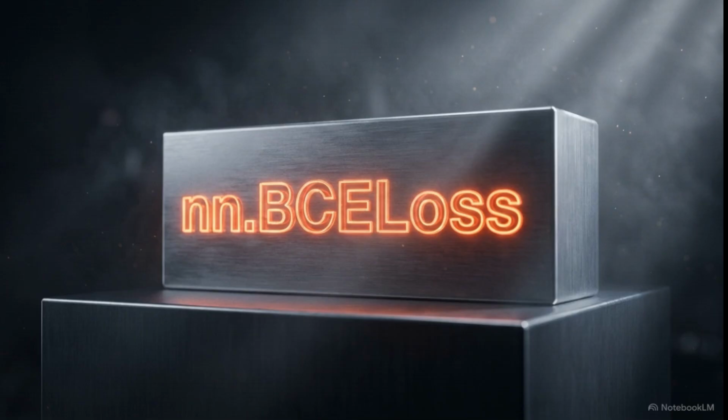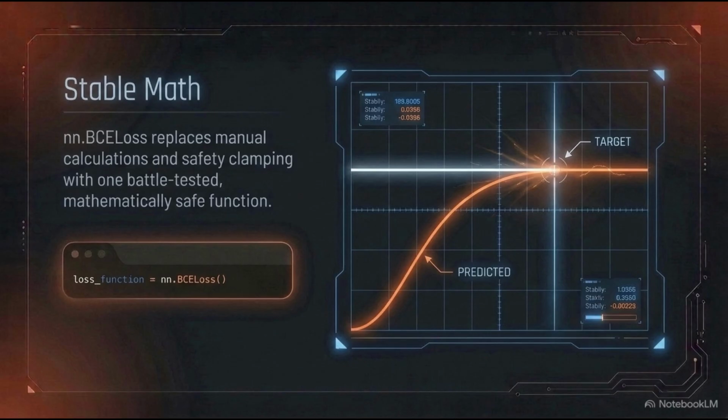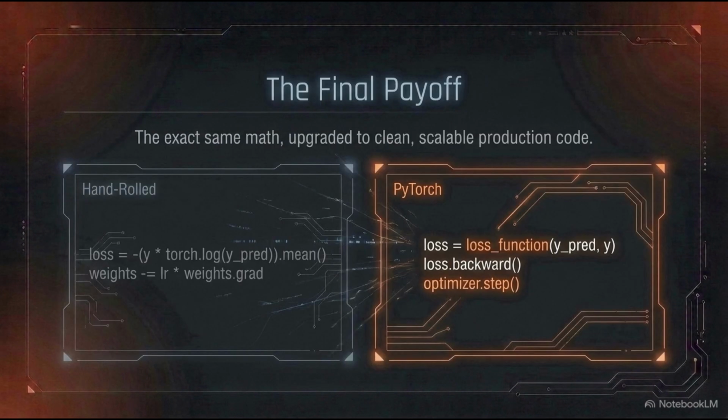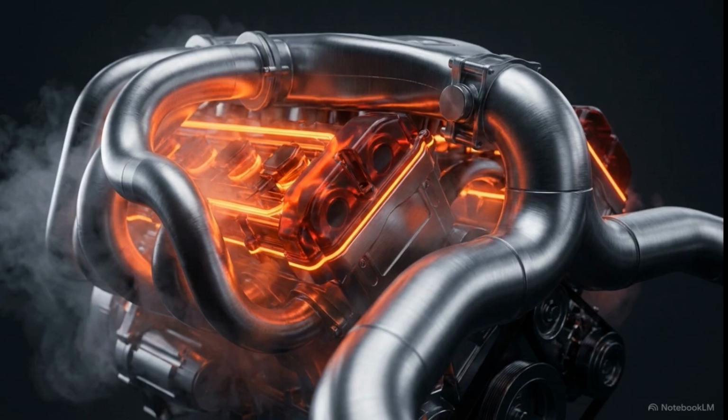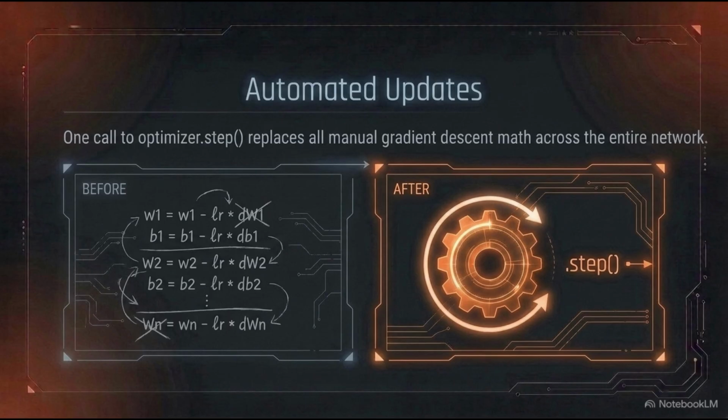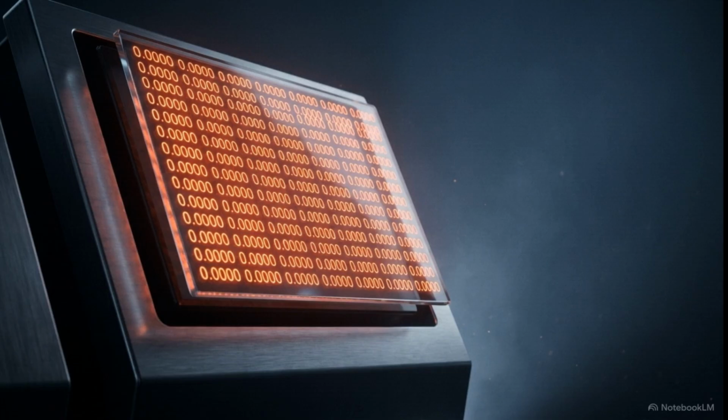We also gain access to built-in loss functions like nn.BCELoss. It handles the same error measuring math we did by hand, but with the numerical stability and safety checks required for production models. The final piece of the engine is the optimizer, like torch.optim.SGD. It handles the calculus of the gradient descent updates and manages the zeroing of gradients for every parameter automatically.